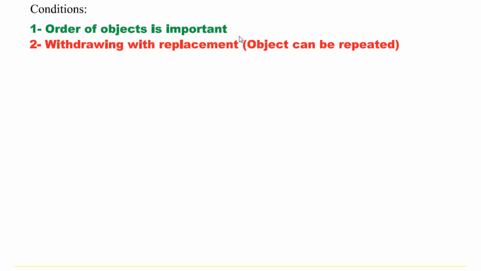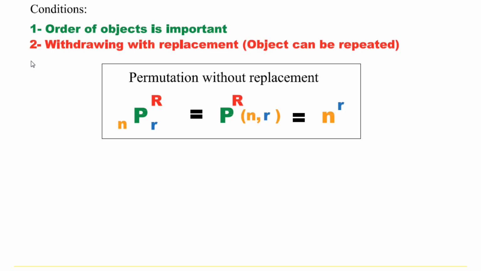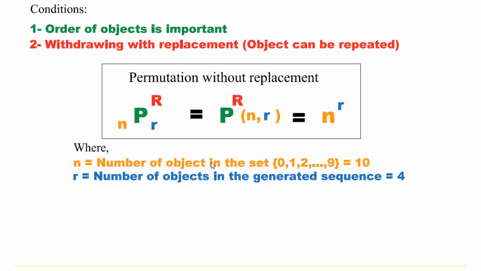Actually, the problem of withdrawing from 4 different bins is equivalent to the problem of withdrawing from 1 bin with replacement. So now let's use the permutation formula with replacement. For n objects taken r at a time, we have here n is the number of objects in the set. So we have 10 balls numbered from 0 to 9, and their total number is 10, and r is the number of objects in the generated sequence.